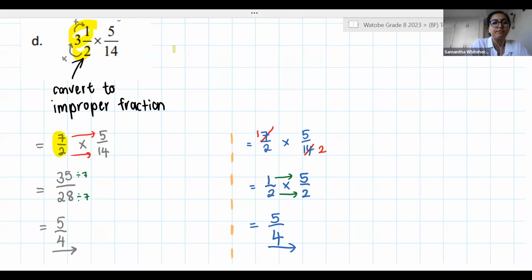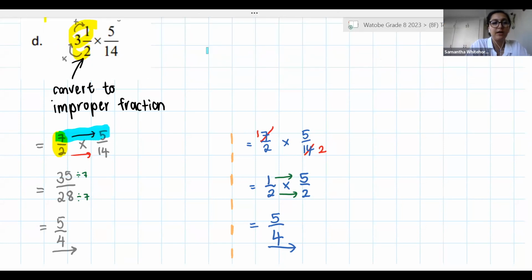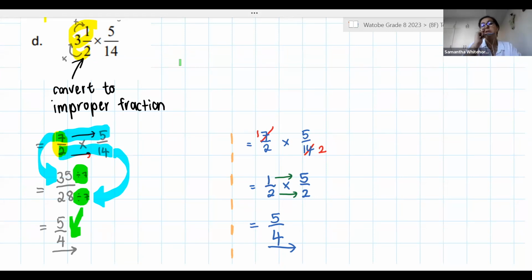Then we go and multiply. So in this case, I'm multiplying 7 times 5 and 14 times 2, or 2 times 14. 7 times 5 gives me 35. 2 times 14 gives me 28. And I always have to check if I can simplify, because if I can simplify, I must. In this case, both 35 and 28 could be divided by 7. So I simplified to 5 over 4.